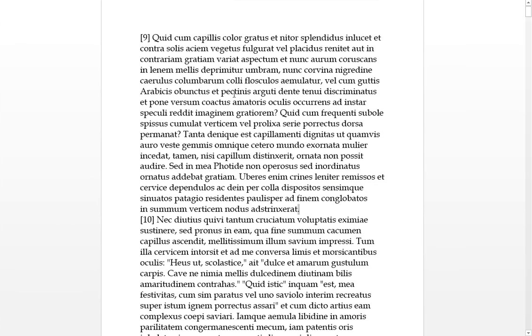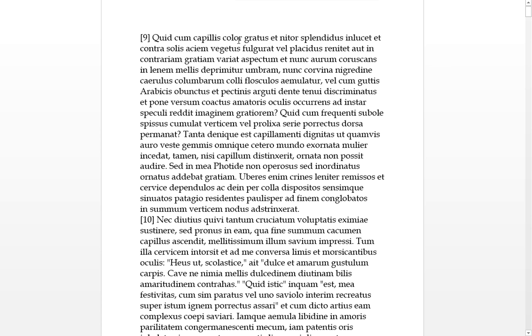So yesterday it ended with if Venus was calva, which is the female version of calvus, which is bald. So if Venus had been bald, she wouldn't have been so pleasing to her husband. Anyway, 9. What cum capillis color gratus? So what's a pleasing color?